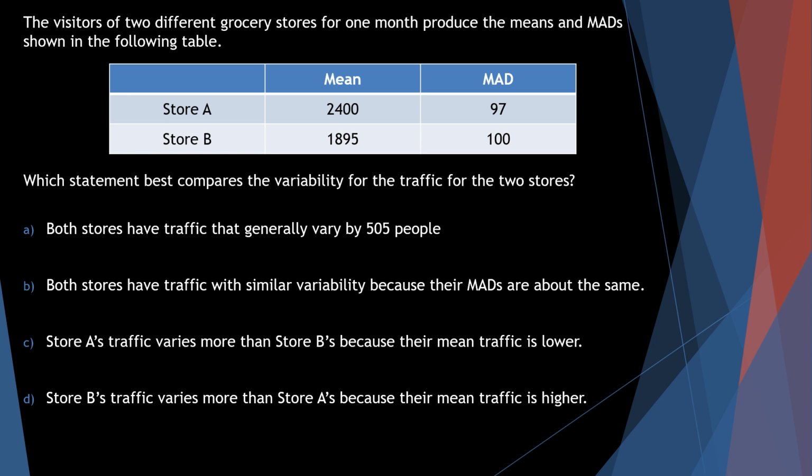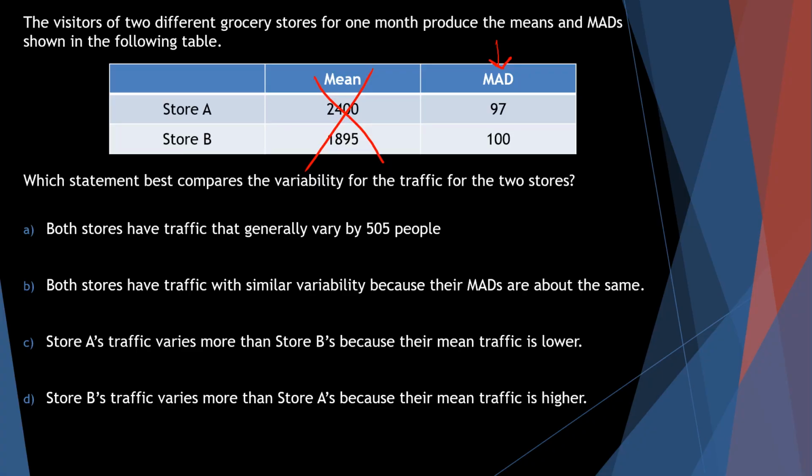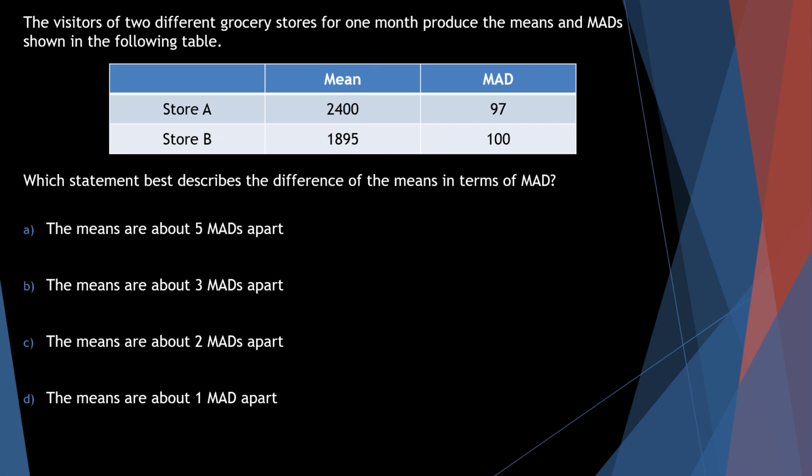Alright, so we have this store and it has these different visitors. We want to know which statement best compares the variability for traffic of the two stores. Okay, so variability again has to do with your mean absolute deviation. We don't care about the mean, it's just mean absolute deviation. So it looks like the mean absolute deviation for both of these stores is probably going to be the same, just because their MADs are almost the same number. One's not significantly bigger than the other, so I would say that both stores are going to have the same variability.